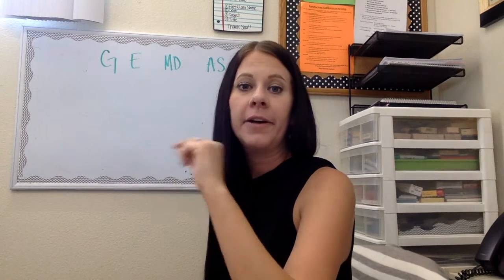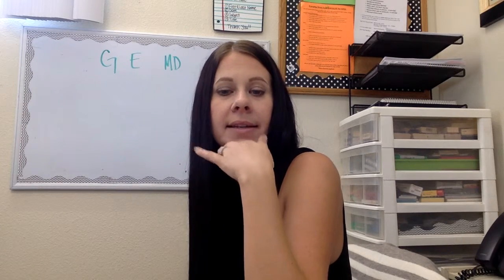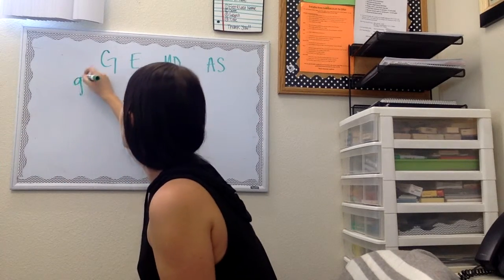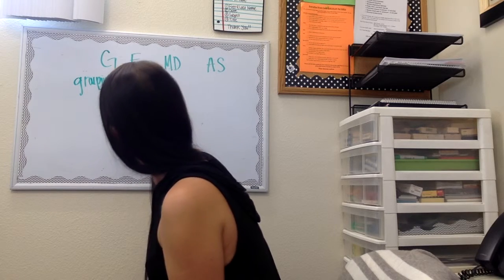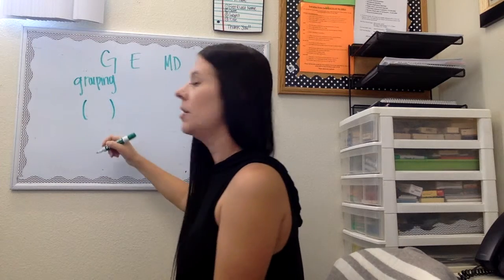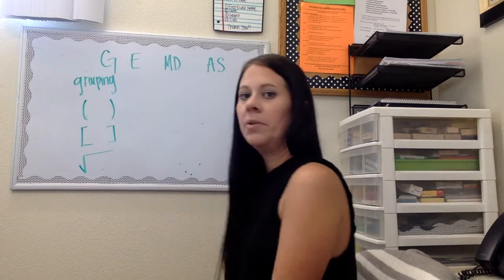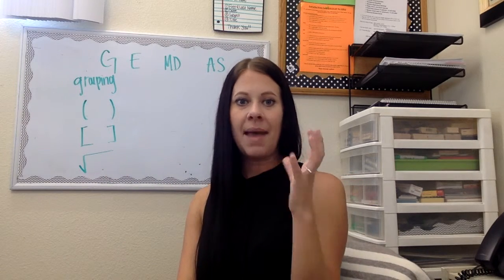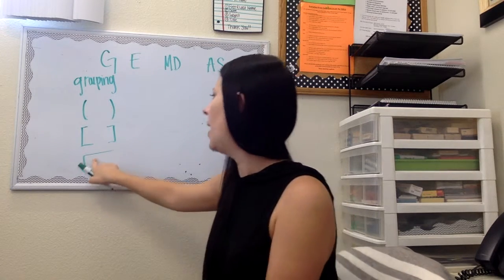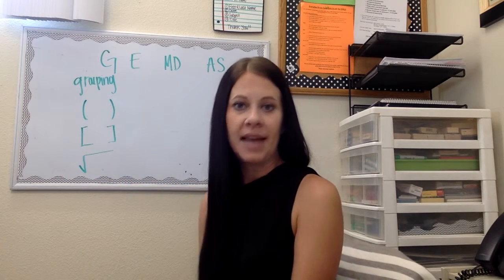G is no longer just for parentheses. It was just for parentheses when you were young and you didn't know any better, okay? But G is really for grouping, okay? So grouping symbols are parentheses. Grouping symbols are also brackets. And grouping symbols can also be a square root symbol. So what that means is if there's any math inside of that, you have to do that first. If this said 4 plus 2, you have to do the 4 plus 2 first before you can use that symbol, okay?